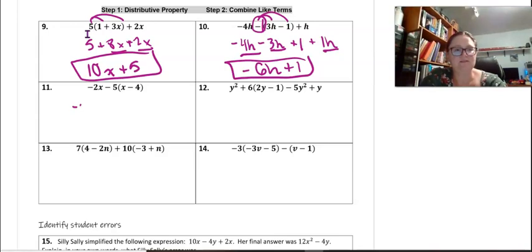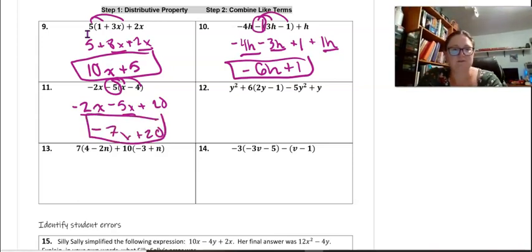So next we have negative 2x minus 5x plus 20, because I'm distributing negative 5 to the x and the negative 4. So that becomes negative times negative, which is positive. So then I combine the negative 2 and the negative 5 to get negative 7x plus 20.